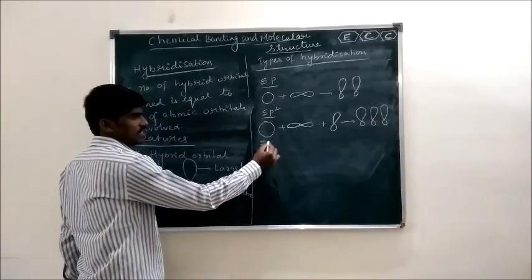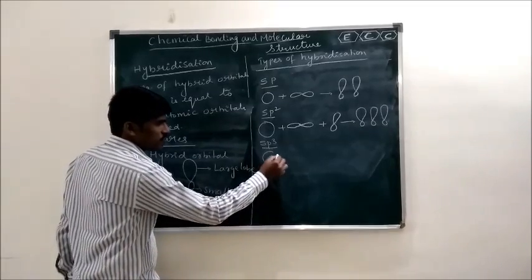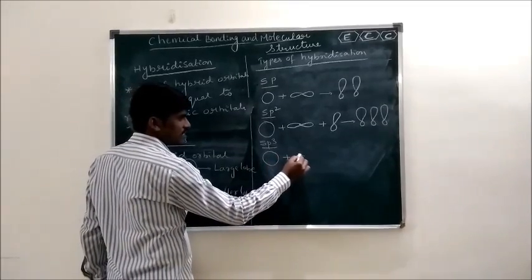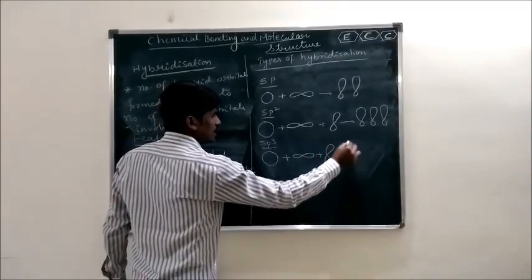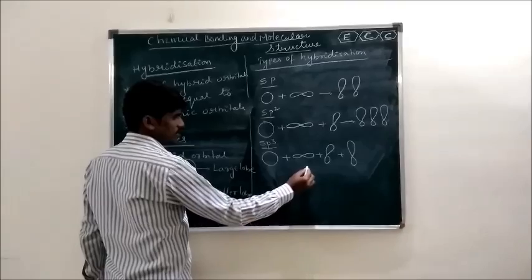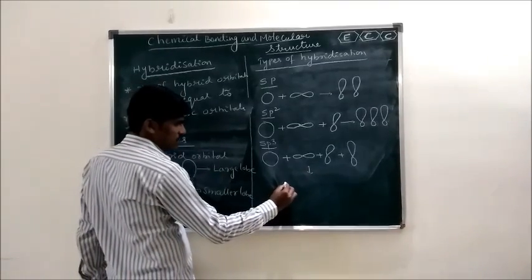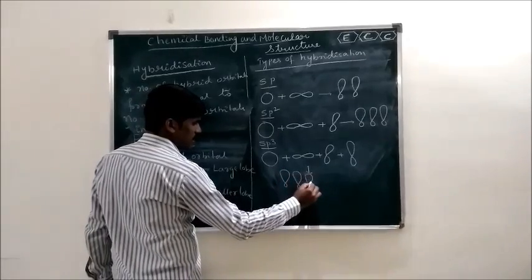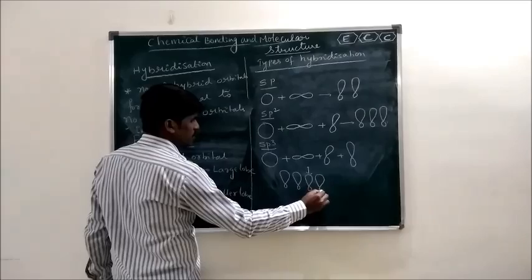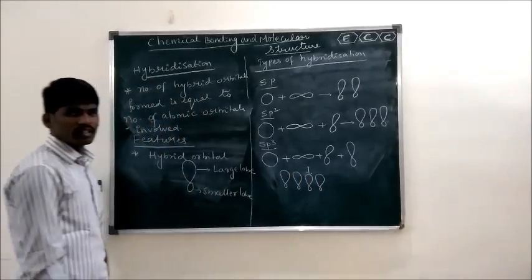Similarly, I can consider sp3 hybridization. sp3 hybridization, 1 s orbital and similarly 3 p orbitals. If 3 p orbitals are involved, then in total you will get 4 hybrid orbitals, and these 4 hybrid orbitals I am giving. As you know, each hybrid orbital consists of a large lobe and a small lobe also.